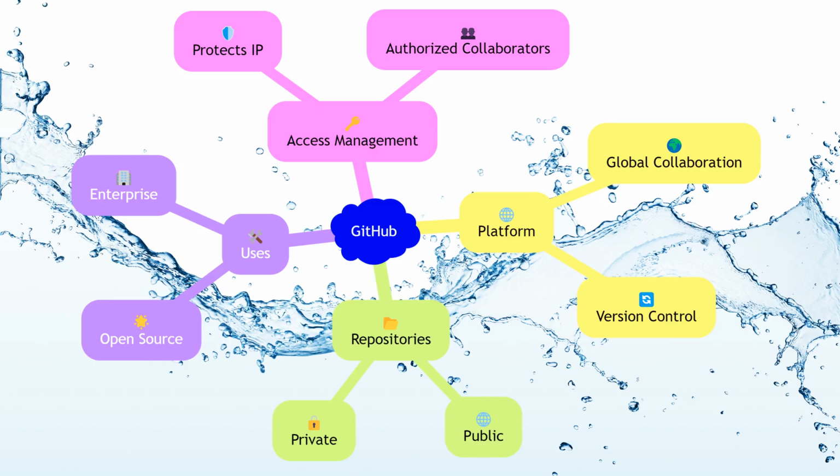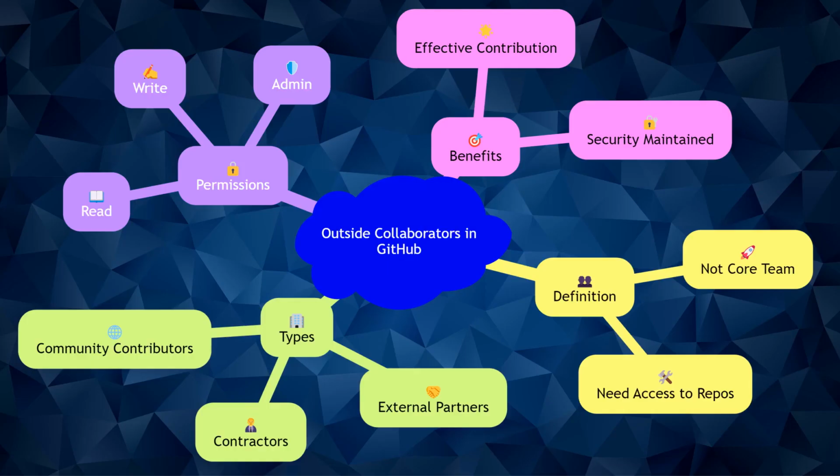GitHub is a widely used platform for version control and collaboration, allowing developers to work together on projects from anywhere in the world. It supports both public and private repositories, making it a versatile tool for open source and enterprise projects alike. Managing access levels in GitHub is crucial for protecting intellectual property and ensuring that only authorized collaborators can contribute to a project.